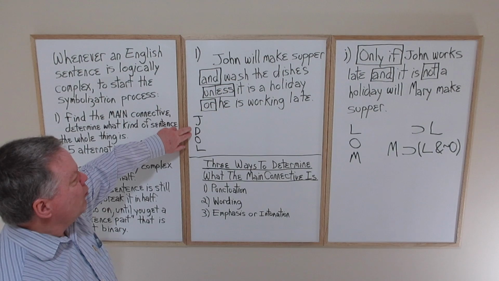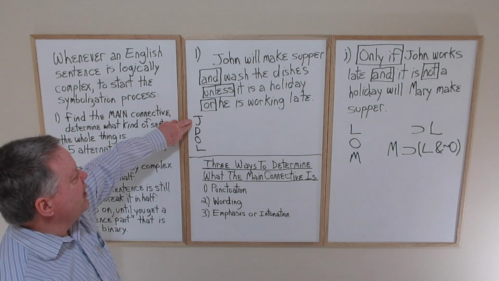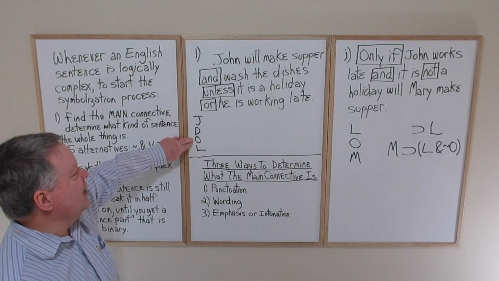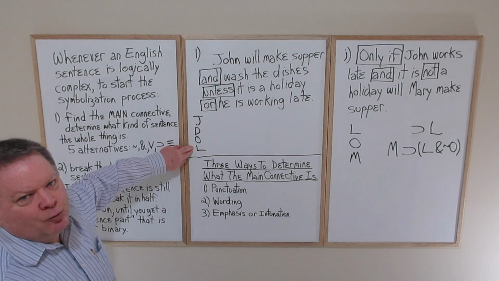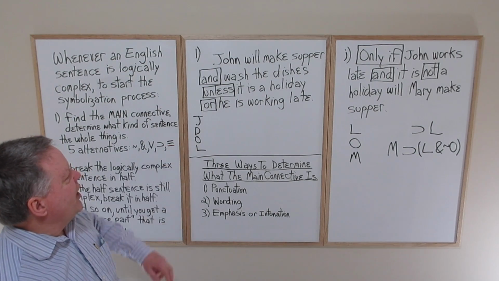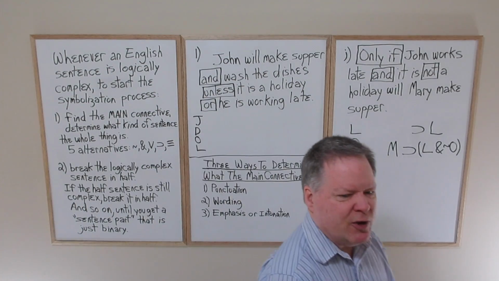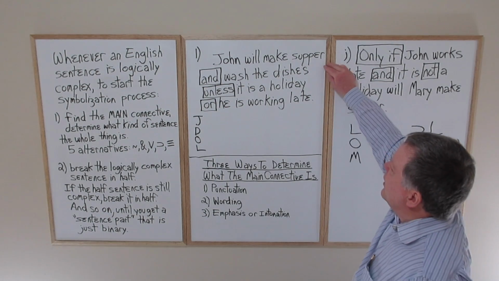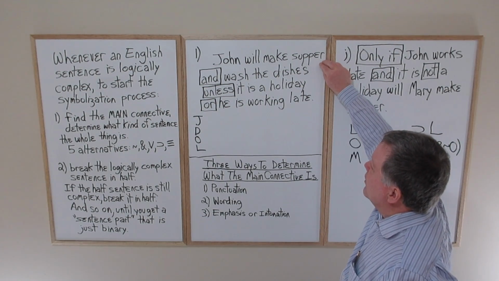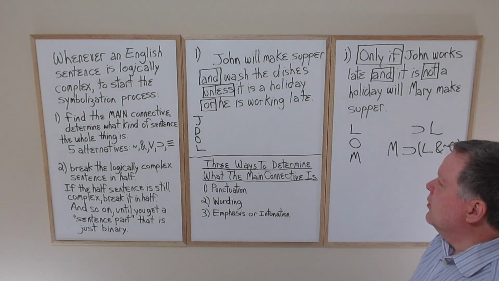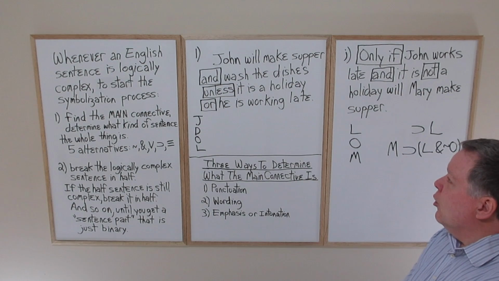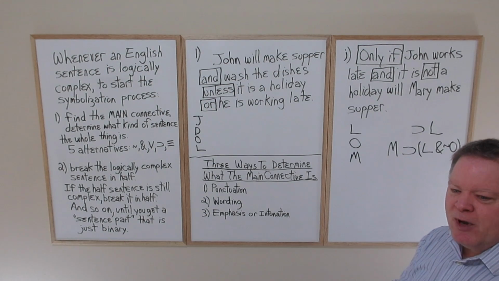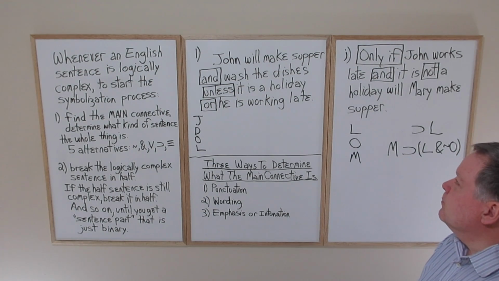We've got 4 simple sentences here. John makes supper. John washes the dishes. It is a holiday, not negated this time. He is working late, being John, so that's L. Let's consider the first hypothesis. The whole thing is a big conjunction. In that case, the first or left conjunct would be John will make supper. The right conjunct will be wash the dishes unless it is a holiday or he is working late. Doesn't make sense. So it's not a conjunction.